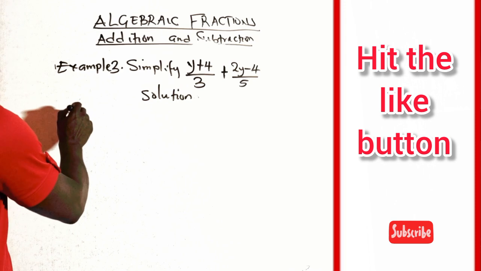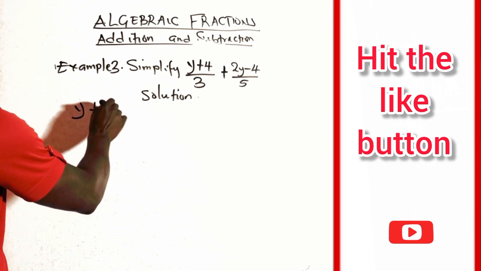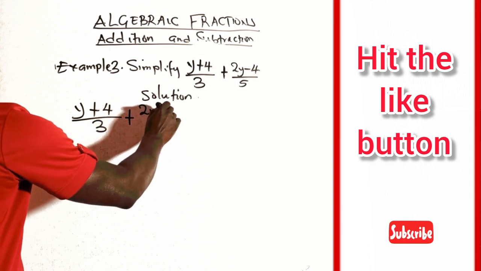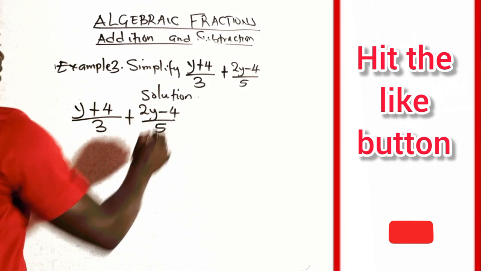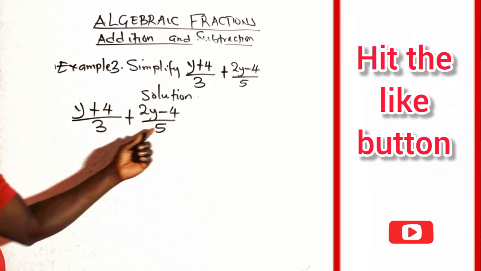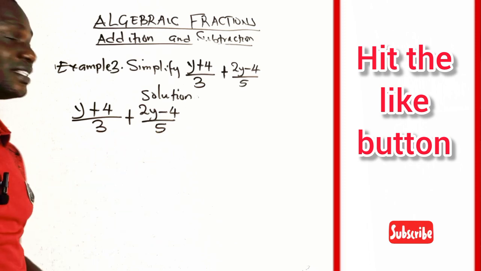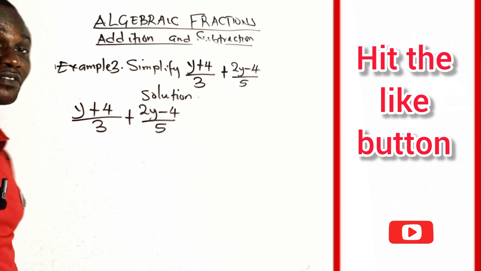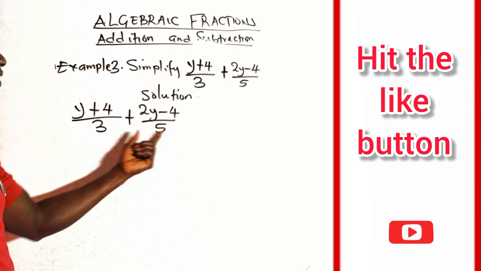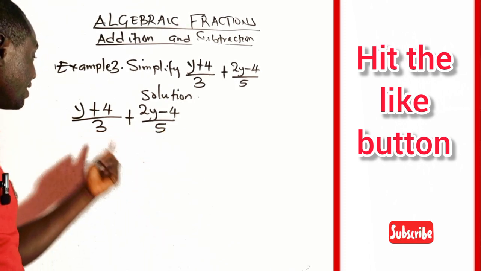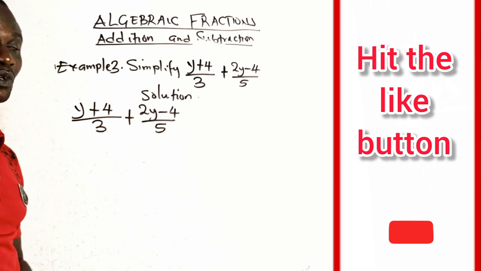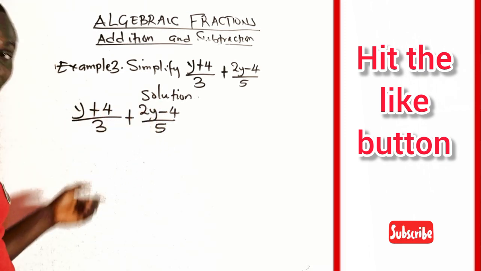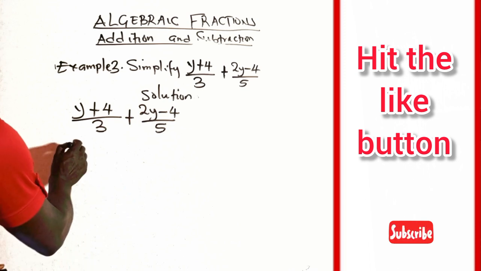Okay. We have (y + 4)/3 + (2y - 4)/5. Now you discover that the denominators are different. So these are two unlike fractions. And because they are unlike fractions, we need to find a denominator to represent 3 and 5. Or we can use a shorter way by cross multiplying, right? So let's use that shorter method.